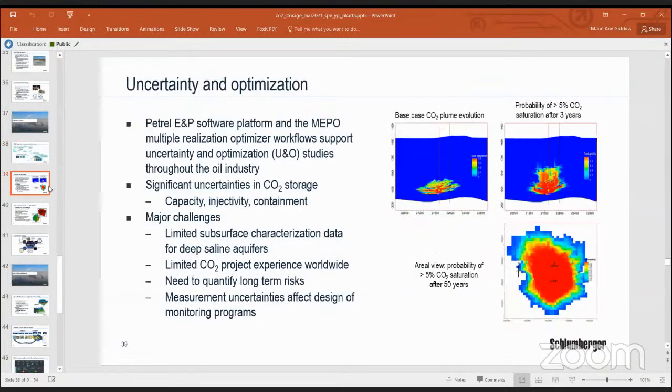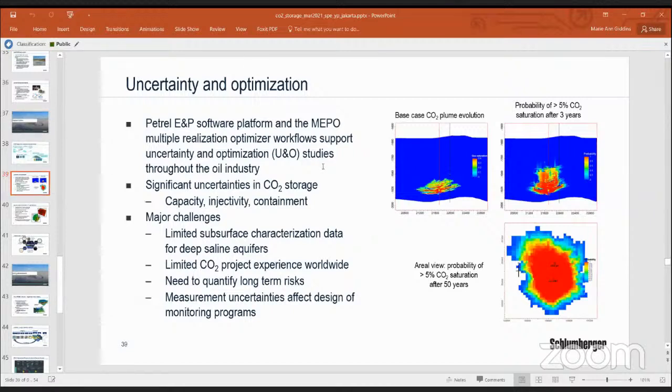We also have to put a lot of emphasis on uncertainty, because if you're working with a saline aquifer, you may have very limited subsurface characterization data compared to what you normally know about an oil field after a period of operations. In order to study this, we use Petrel as the platform for performing multiple realizations. We can also use MEPO, and we need to consider what are the significant uncertainties and how can we test the impact of those uncertainties.